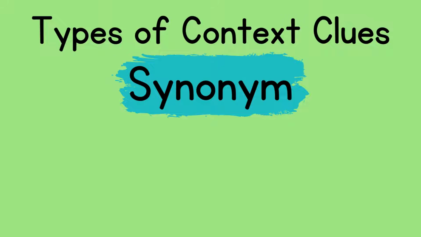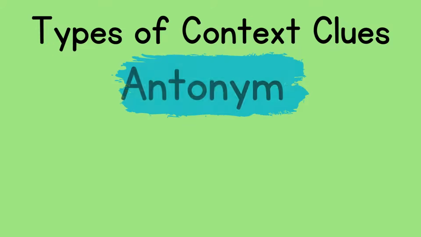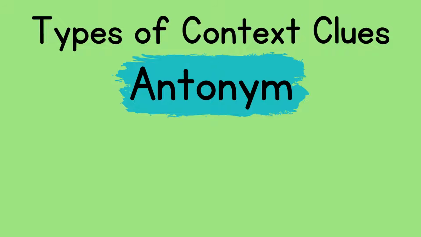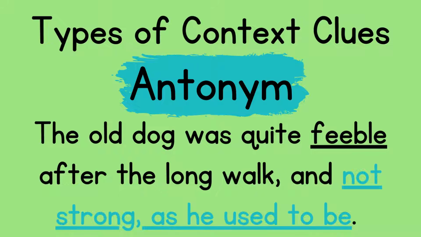Another way we see context clues is by noticing a synonym of that word within the sentence. Synonym is a word that means the same thing. So here it says the old dog was quite feeble and weak after the long walk. Do you see how the author added the synonym and weak in the sentence to help you know what feeble means? Authors sometimes even add antonyms or opposites. The old dog was quite feeble after the long walk and not strong as he used to be. So here we can see the author is trying to tell us that the dog was not strong, so he was the opposite of strong.